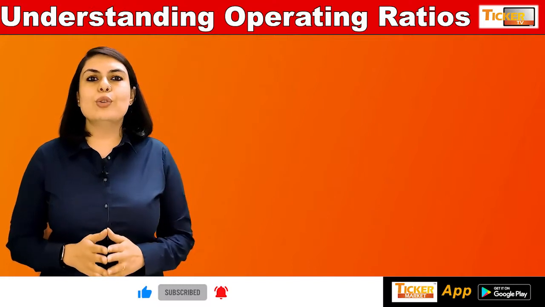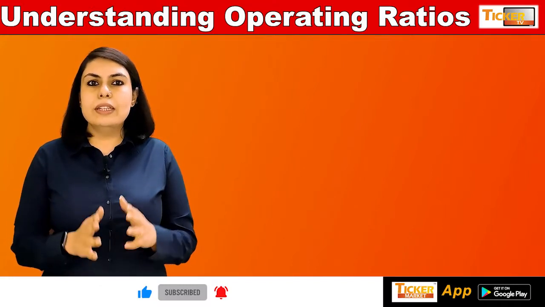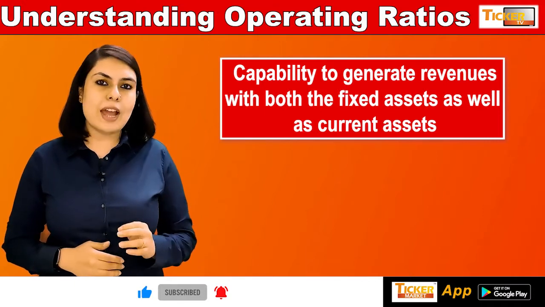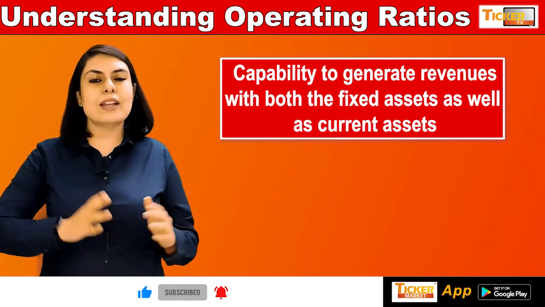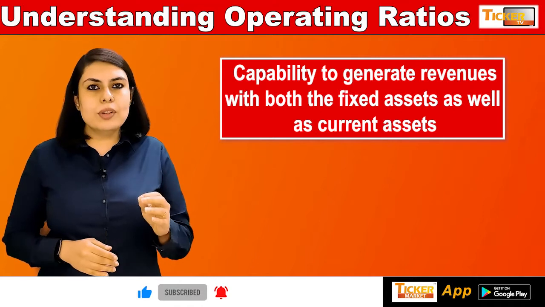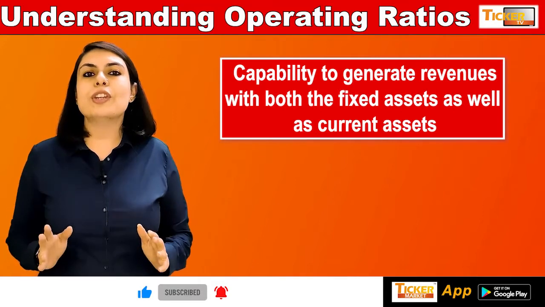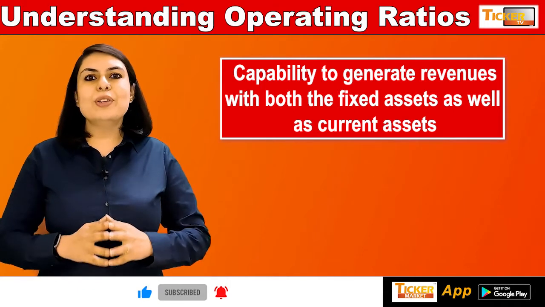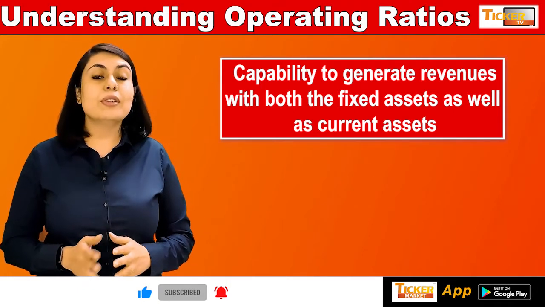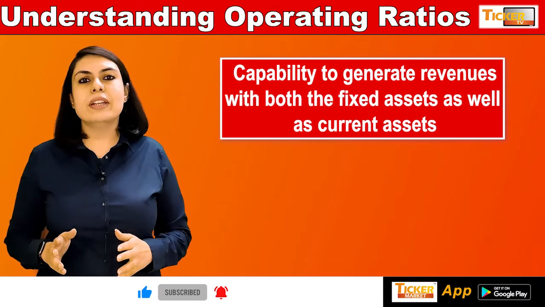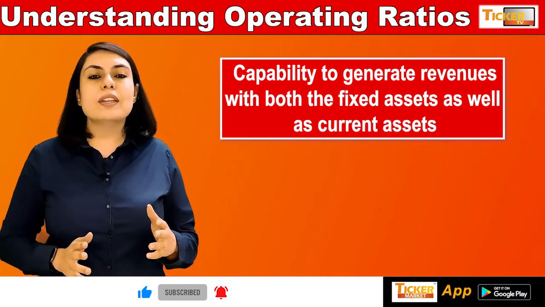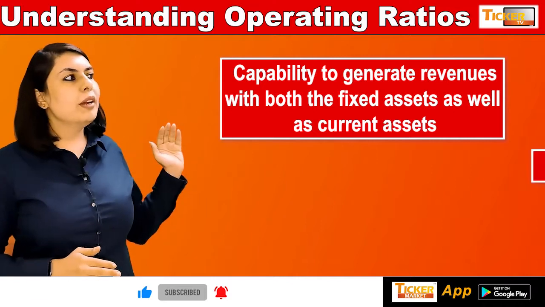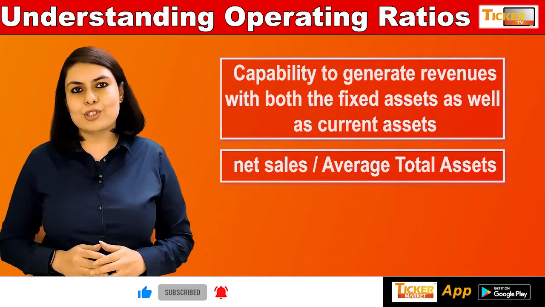Now the third is the total assets turnover ratio. It indicates the company's capability to generate revenues with the given amount of assets, both the fixed assets as well as the current assets. In other words, this ratio shows how efficiently a company can use its assets to generate sales. A higher total asset turnover ratio compared to its historical data and competitor data means the company is using its assets well to generate more sales. And the following formula can be used for calculating this ratio.